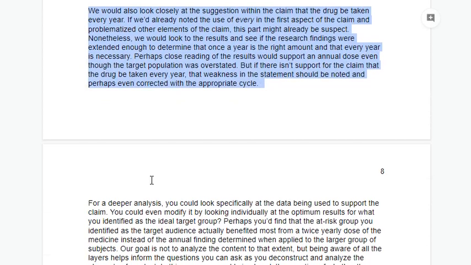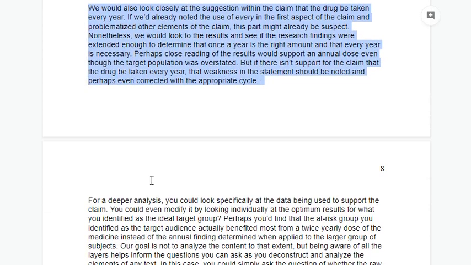We would also look closely at the suggestion within the claim that the drug be taken every year. We'd already noted the use of every in the first aspect of the claim and problematized other elements of the claim. This part might already be suspect. Nonetheless, we would look to the results to see if the research findings were extended enough to determine that once a year is the right amount and that every year is necessary. Perhaps close reading of the results would support an annual dose, even though the target population was overstated. But if there isn't support for the claim that the drug be taken every year, that weakness in the statement should be noted and perhaps even corrected with the appropriate cycle.